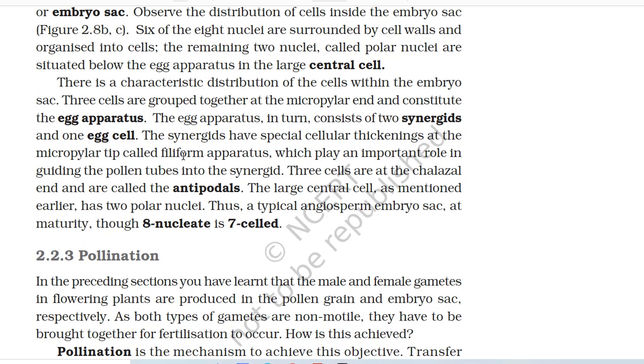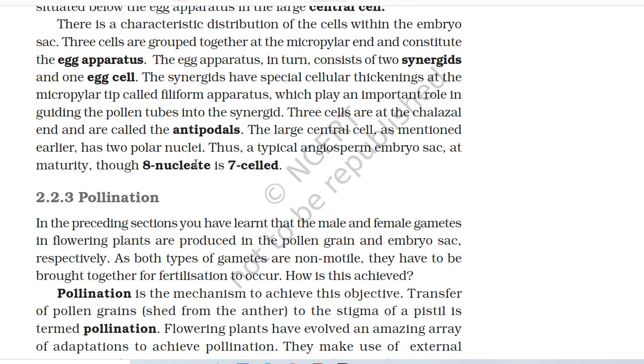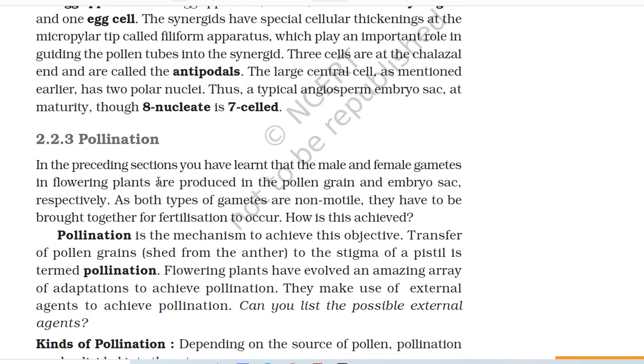The synergids have special cellular thickenings at the micropylar tip called filiform apparatus, which play an important role in guiding the pollen tubes into the synergid. 3 cells are at the chalazal end and are called the antipodals. The large central cell, as mentioned earlier, has 2 polar nuclei. Thus, a typical angiosperm embryo sac at maturity, though 8 nucleate, is 7-celled.